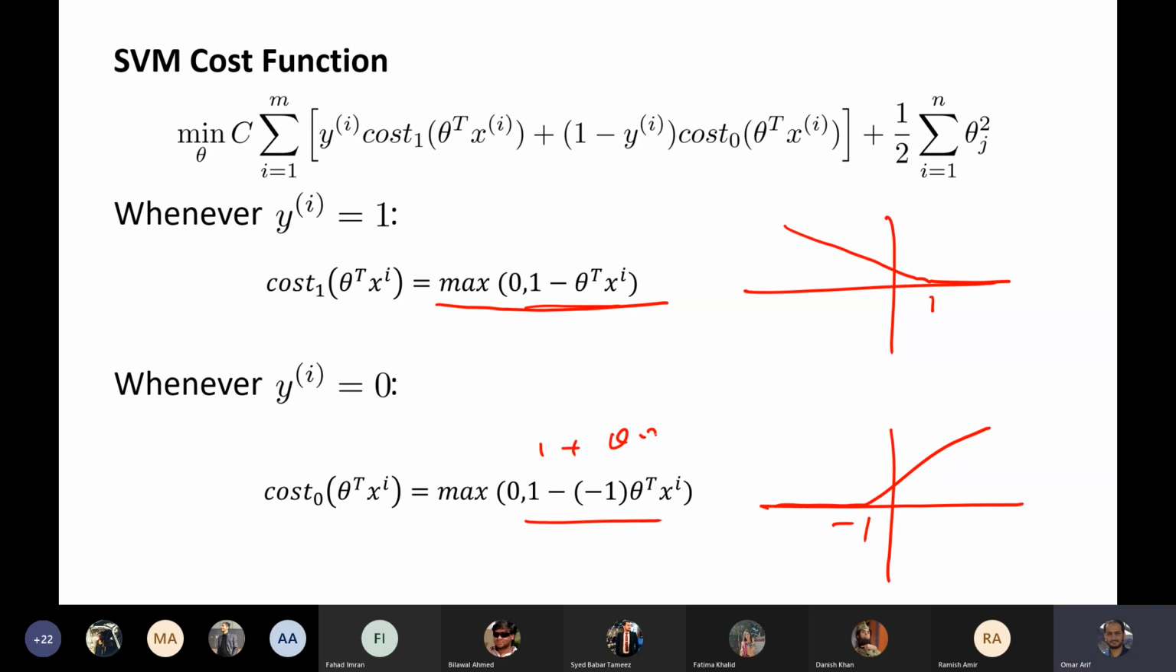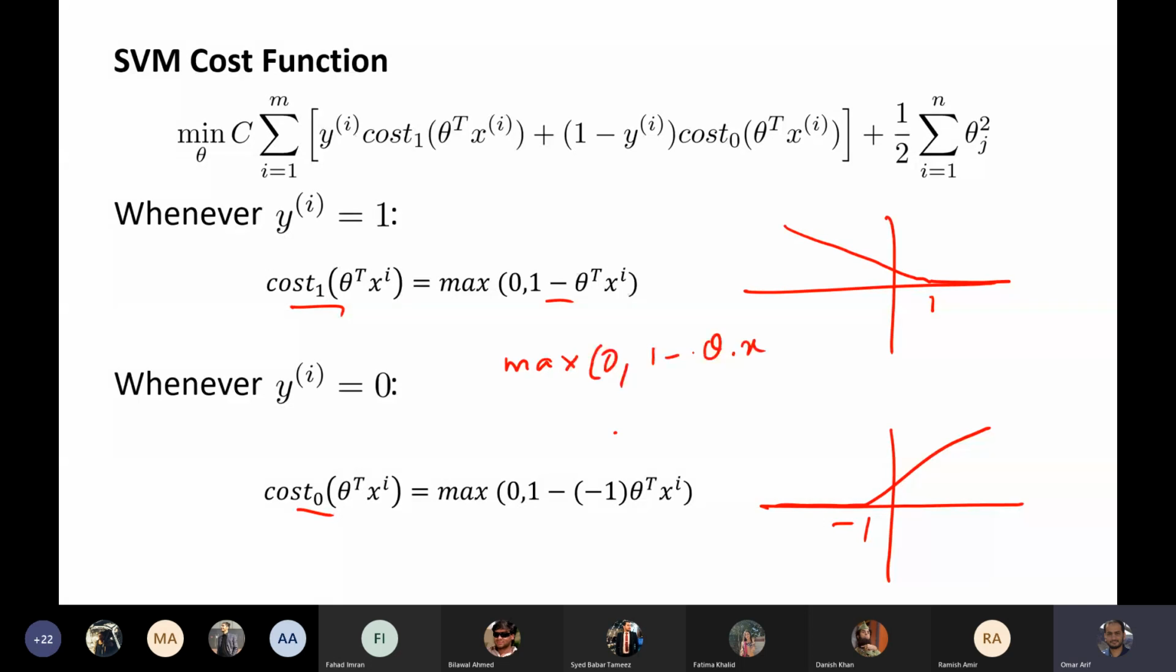Okay, now the thing is, instead of having two different equations for y=1 and y=0, look, for y=0 we have the equation max of 0 and 1 plus theta x. Here there is a minus and here there is a plus. Instead of having these two different equations, we want one equation. How can we do that? What we can do is use a single equation, so for that we can multiply our cost function with y.